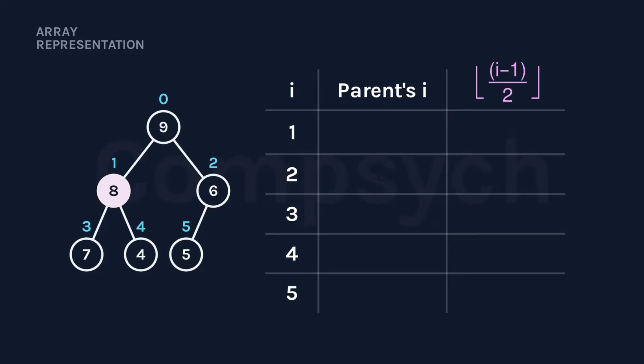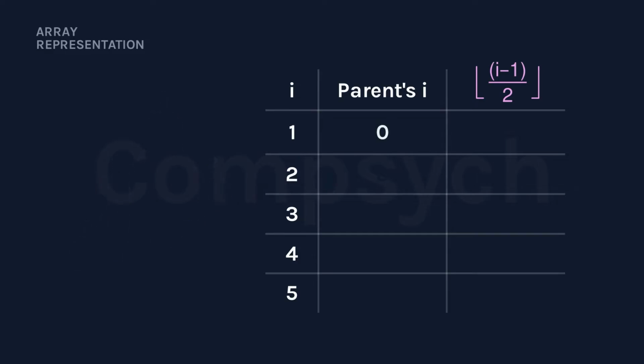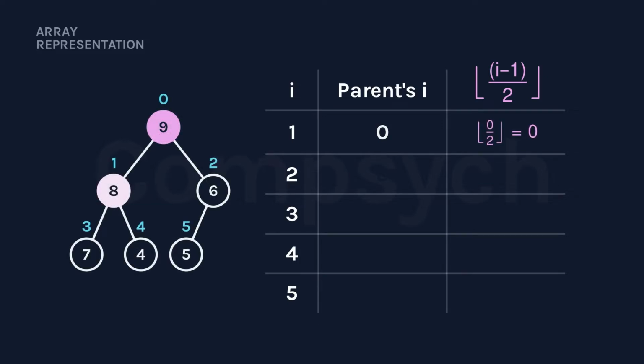For node 1, the parent should be node 0. This is the correct answer. Now let's hide the heap and see if our formula works. Put I equals 1 in the formula, we got 0, which is correct. Yeah! Okay, let's move on.